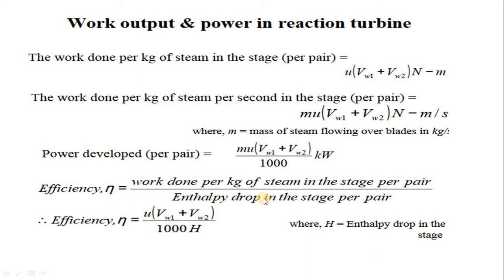enthalpy drop, and that enthalpy drop is calculated by the formula H is equal to H1 minus H2. You can get these values from the steam table, and we need the pressures to find that heat drop. This is the efficiency of the reaction turbine.